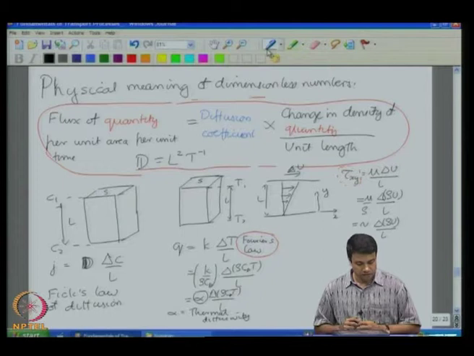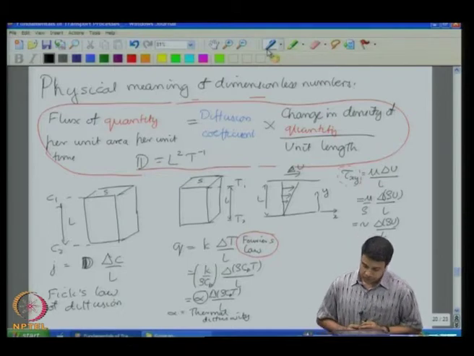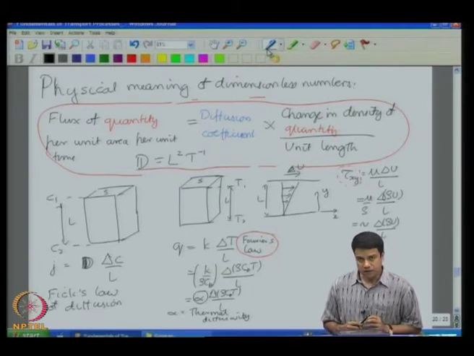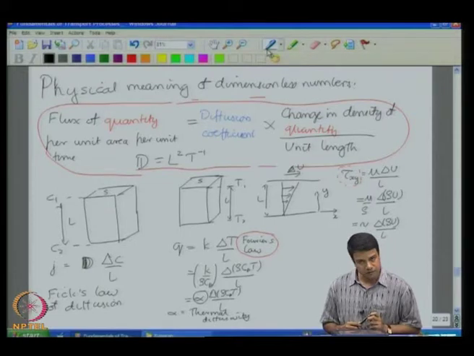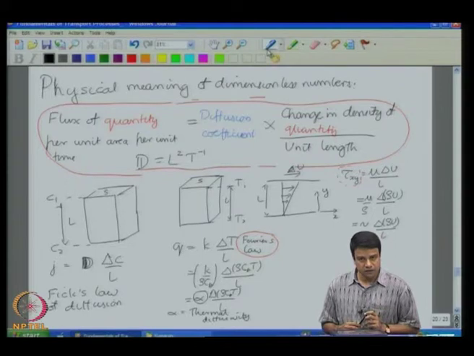For mass, the diffusion coefficient is the usual diffusion coefficient in Fick's law. For energy, the diffusion coefficient is k by rho Cp, alpha, the thermal diffusivity, where k is the conductivity and rho and Cp are the density and specific heat respectively. For momentum transfer, the diffusivity is the viscosity divided by the density and is referred to as the kinematic viscosity. And you can easily verify that both of these have dimensions of length squared T inverse.